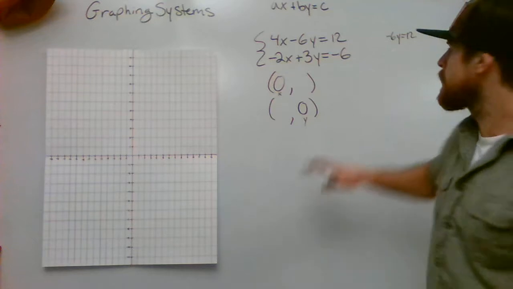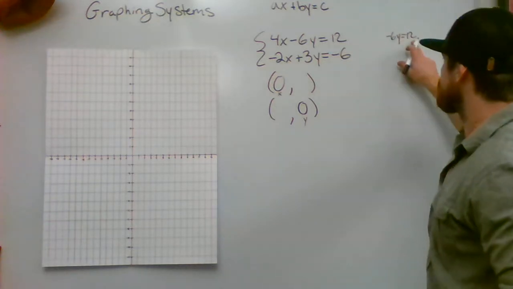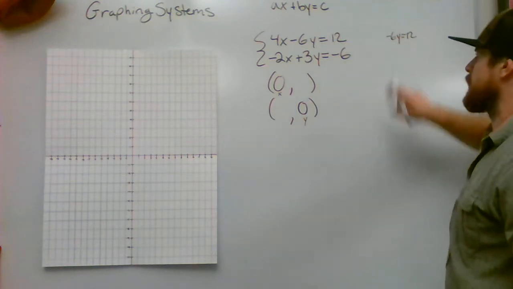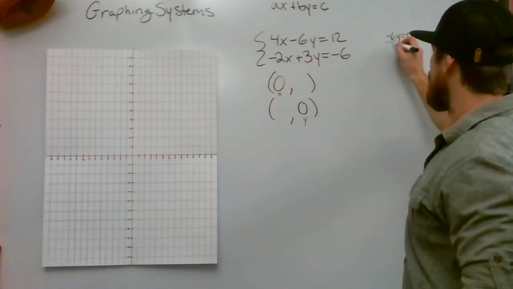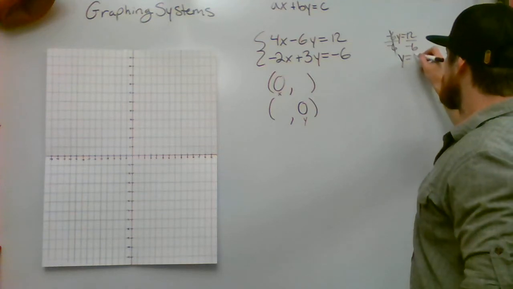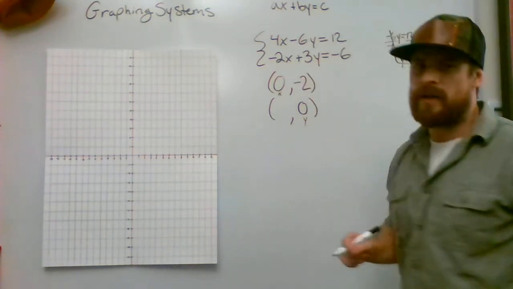Negative 6 times something will equal 12. And the only way to make a positive by multiplying a negative is multiplying a negative times another negative. So we now know that y has to be negative 2. Meaning I want to put a negative 2 down right there.